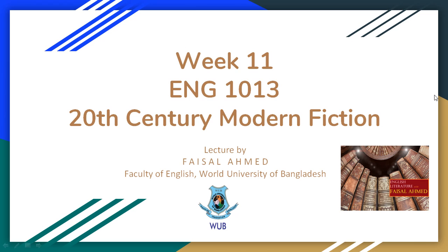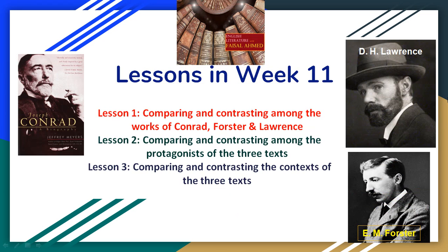This week, you will learn 3 lessons. In lesson 1, comparison and contrast among the works of Joseph Conrad, E.M. Forster, and D.H. Lawrence. In lesson 2, you will learn the comparison and contrast among the protagonists of the 3 texts. The 3 texts are Joseph Conrad's Heart of Darkness, E.M. Forster's A Passage to India, and D.H. Lawrence's The Rainbow. And in lesson 3, we will learn the comparison and contrast of the context of the 3 texts. Let's begin.